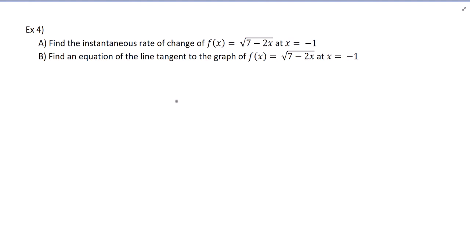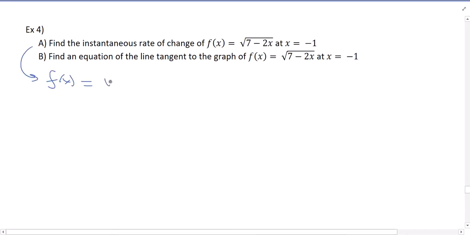This is example 4. So we want to find in part A the instantaneous rate of change of that function at x equals -1. So right away when I see that I have a negative and I have a square root, I'm going to try to see if that is okay to do. So the first thing is maybe I can find the domain of the function. So I have the square root of 7 minus 2x as my function. So I know that for the domain, the inside of the radical can't be negative. So even though x is negative, that might be okay, right? I just want the inside of the radical can't be negative.